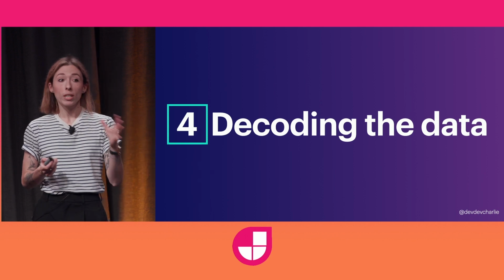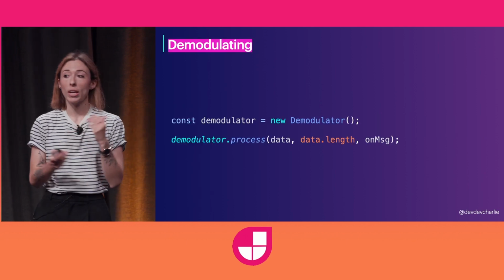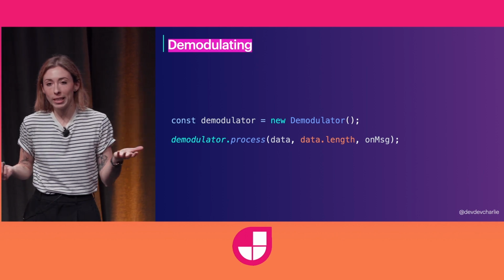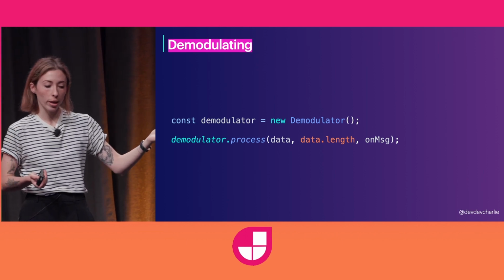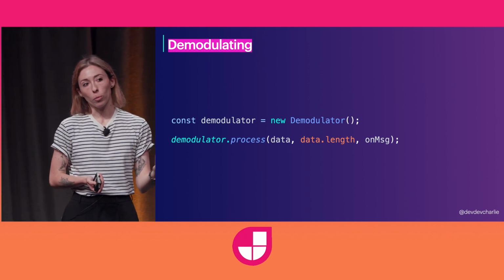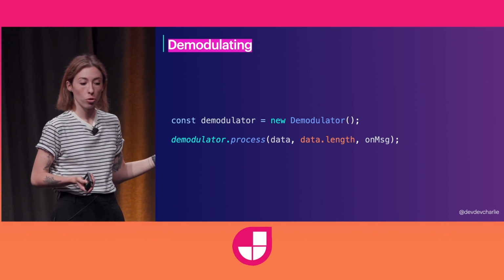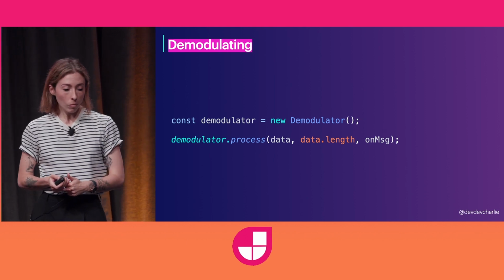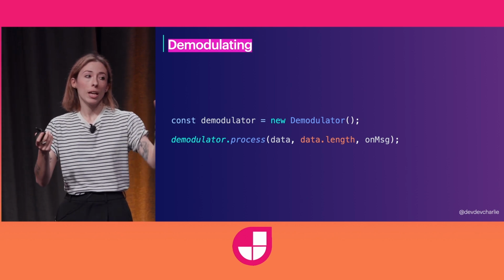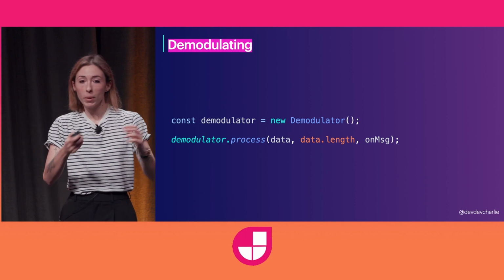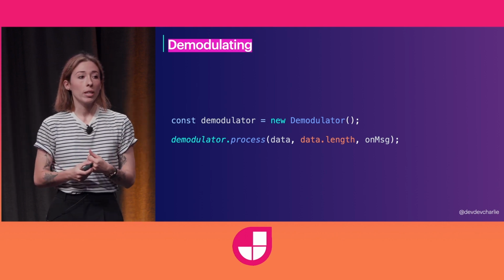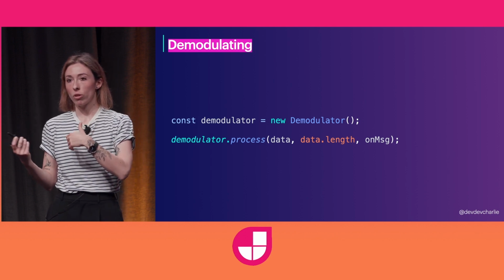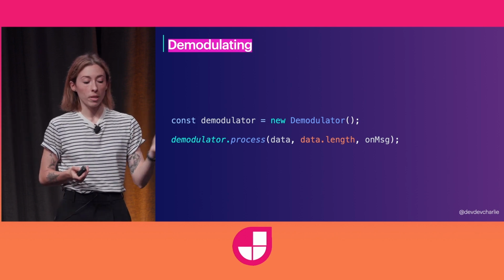To decode the data, I actually use the Mode S demodulator package by Thomas Watson. Usually you only need 2 lines of code. You import it, and then you create a new demodulator. Then you call the process method on it. You pass it the data I showed you on the previous slide with its length and a callback function. So inside the demodulator, it's going to look at all the bits that you receive, try to figure out an ADS-B message using the structure that I showed you earlier, and it's going to call you back with the message on the message function later.